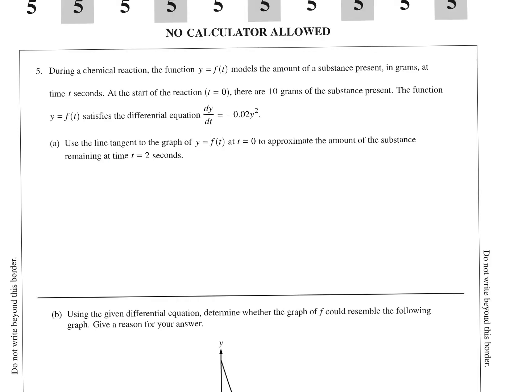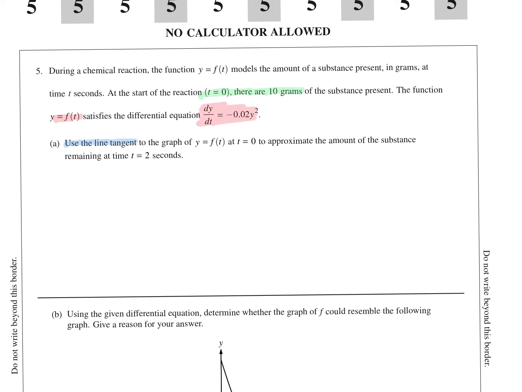Okay. During a chemical reaction, we've got an amount of substance present. f of t models the amount of substance present in grams at t seconds. At the start of the reaction, when t is 0, there are 10 grams. I would underline that. At the start, there are 10 grams. We're going to need that at some point. The function y of t equals f of t satisfies that differential equation, and we got dy dt.